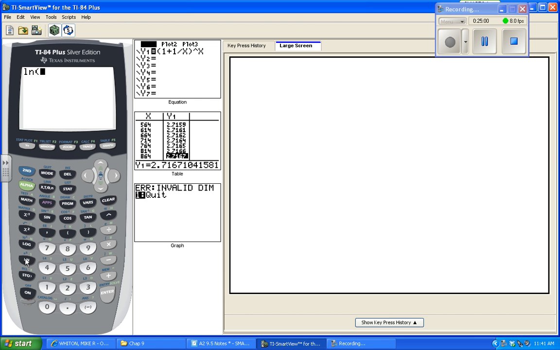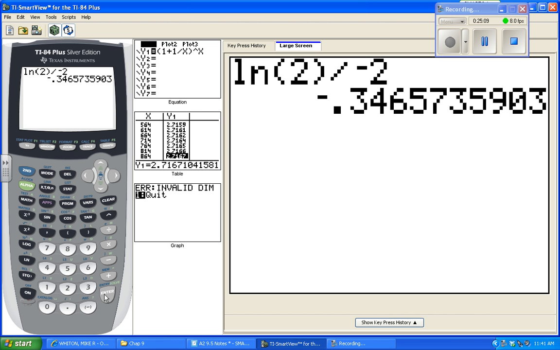If we do natural log of 2, we've got to close this parenthesis. I know I'm saying it a lot, but it happens all the time when we forget. And we divide by negative 2, and that should be our answer, negative 0.35 if we round that.